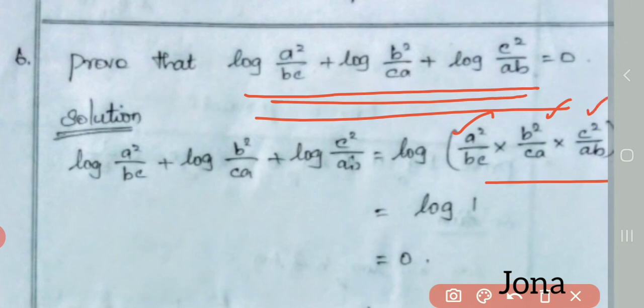When we cancel these things, the a square and then b square and then c square will get cancelled. So, in the bracket I have only 1. So, log 1 value is 0. So, we proved which is equal to 0 now.